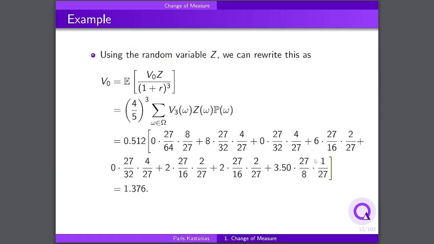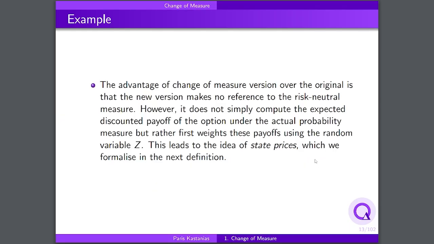Zero is the initial time. Okay, so this is the fair price, 1.376. So the advantage of the change of measure over the original is that the new version makes no reference to the risk neutral measure. However, it does not simply compute the expected discounted payoff of the option under the actual probability measure, but rather first weights these payoffs using the random variable Z. This leads to the idea of state prices, which we formalize in the next definition.